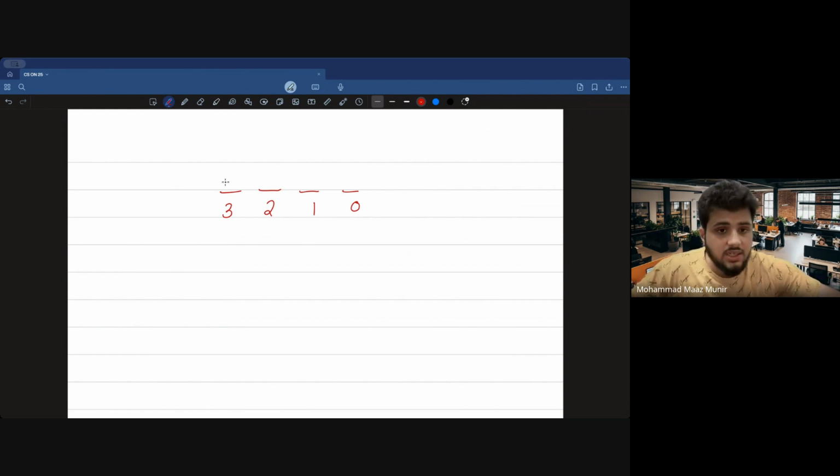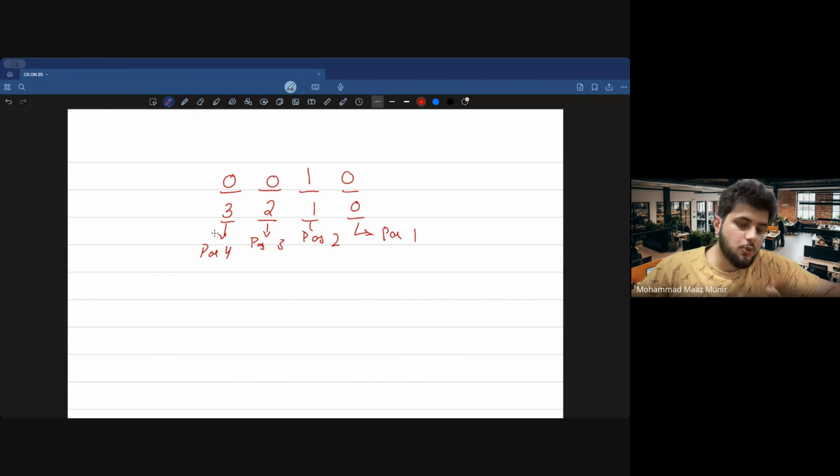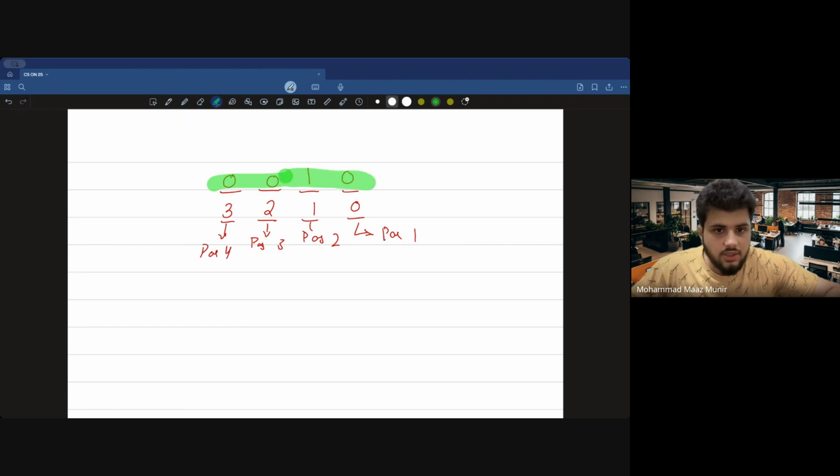Now, for instance, I write 0, 0, 1, 0. This is the first position. Position 1. This is your position number 2. This is your position number 3. And finally, this is your position number 4. Right? Now these are four positions. Our binary number, which is basically this 0010, this is our binary number, and these are the four positions we have. Position numbers 1 to position number 4. But as I said earlier, in computers, we start from 0.